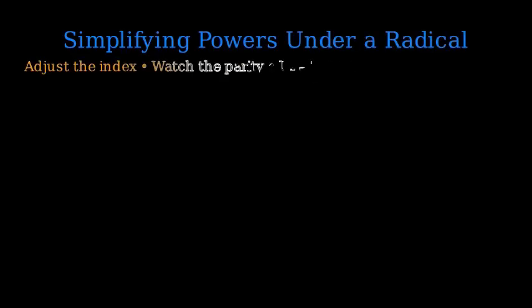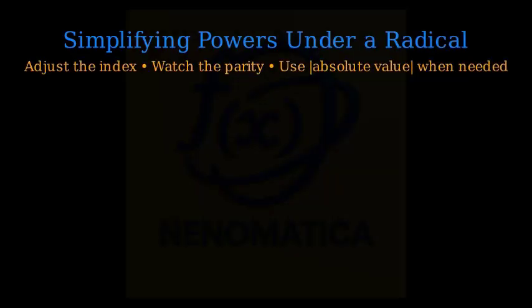In this lesson, we will master how to simplify powers sitting under a radical by adjusting the index. We will prove the rule, discuss when absolute value is required, and finish with two clear examples.